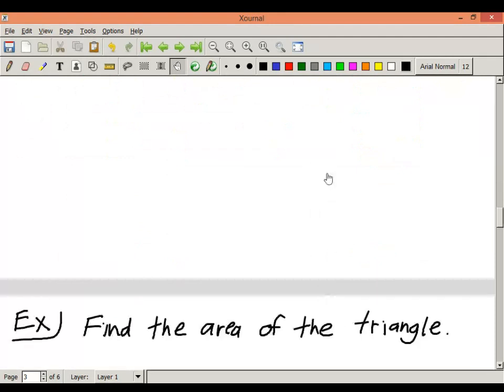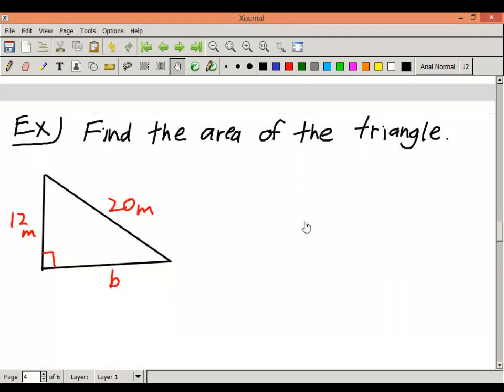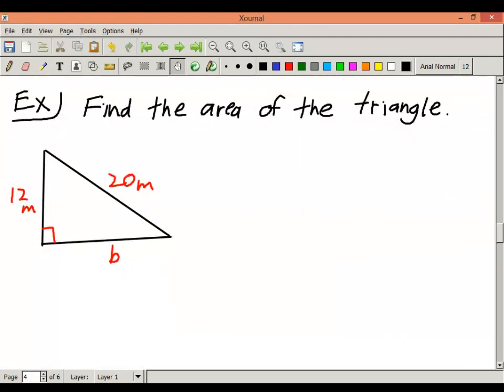Let's do an example for that. So we're going to find the area of that triangle. So we know that the base and the height have to be perpendicular. So we're going to have to find that base down there so that we can put that into our area formula, because we know the area is 1/2 times base times height.